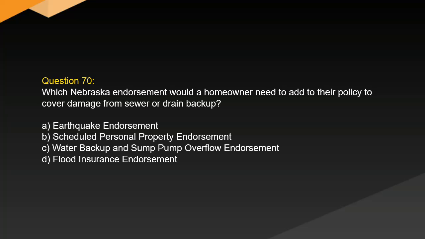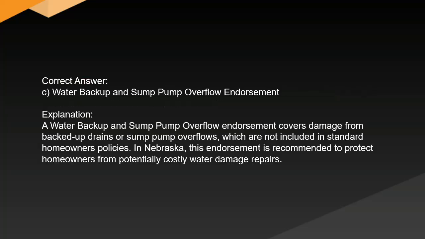Question 70. Which Nebraska endorsement would a homeowner need to add to their policy to cover damage from sewer or drain backup? A. Earthquake endorsement. B. Scheduled personal property endorsement. C. Water backup and sump pump overflow endorsement. D. Flood insurance endorsement. Correct answer: C. Water backup and sump pump overflow endorsement.